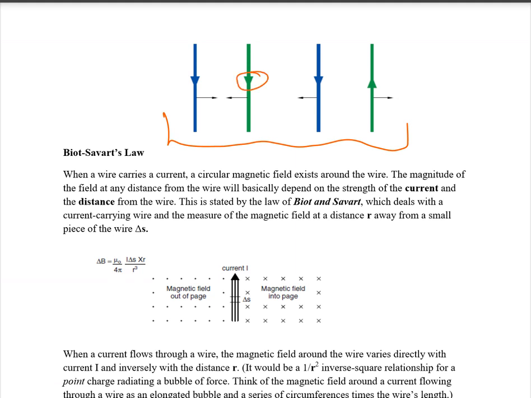If the current is flowing in the same direction, there is an attraction force, and if the current is moving in opposite directions, one is up and the other is down, there is what? A repulsive force. Therefore, if the current is flowing in the same direction, they attract each other, and if the current is flowing in opposite directions, they repel each other.